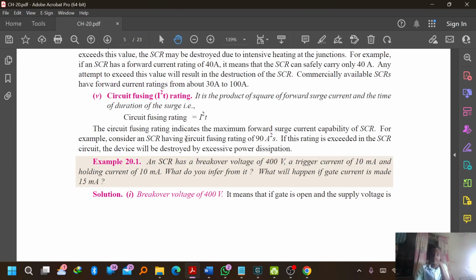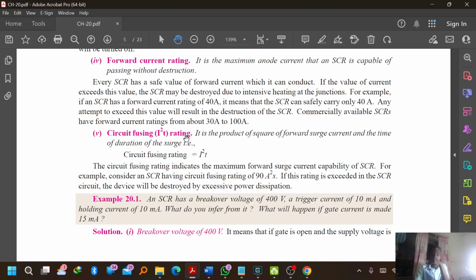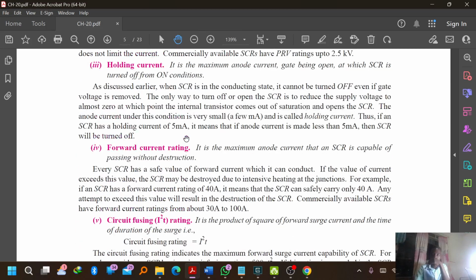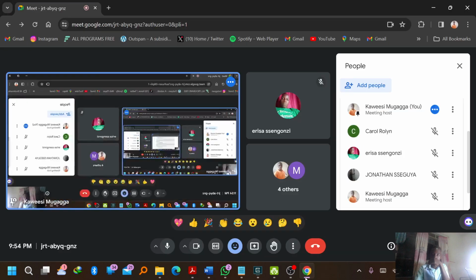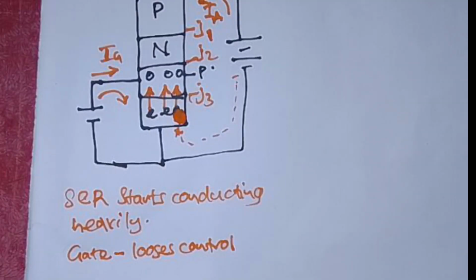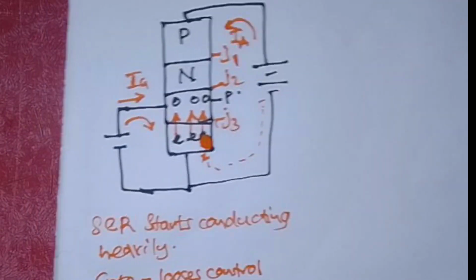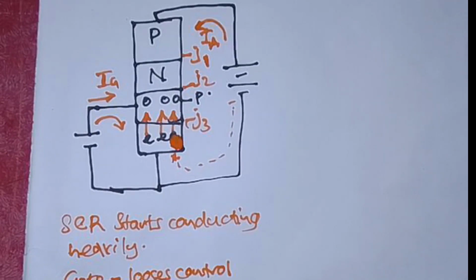So before we go to that, excuse me, which chapter is this that we can all follow? Yes, this is chapter CH20, the one about the silicon controlled rectifier.